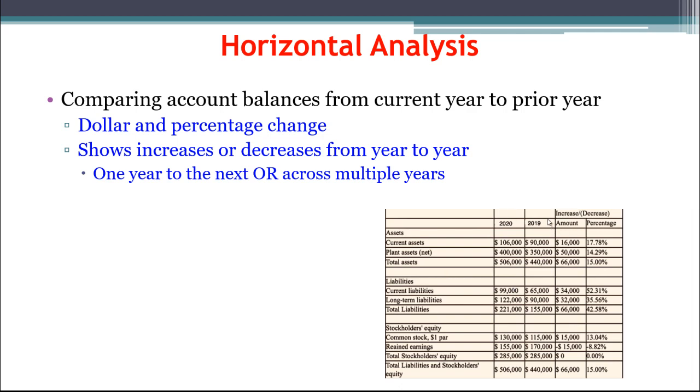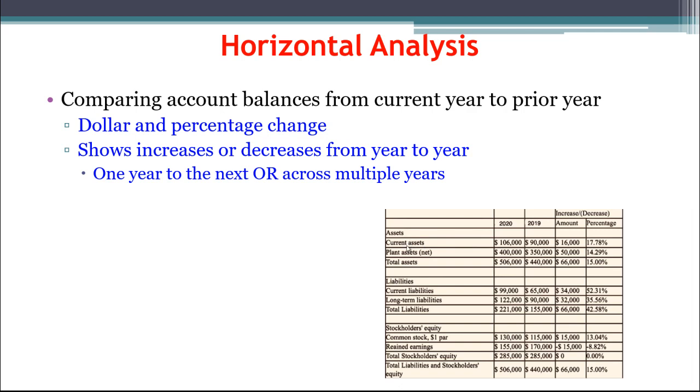Now, one thing I do want to point out here, this is just a quick screenshot of a horizontal analysis. You have to pay attention to which year comes first. Here, the current year is first, and then they just show the prior year behind it. You might see statements that reverse it. Really doesn't matter. You just need to make sure you understand which one is which.